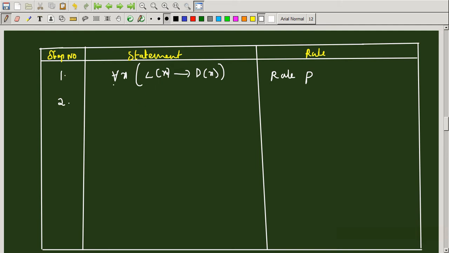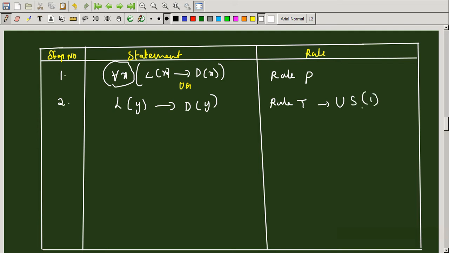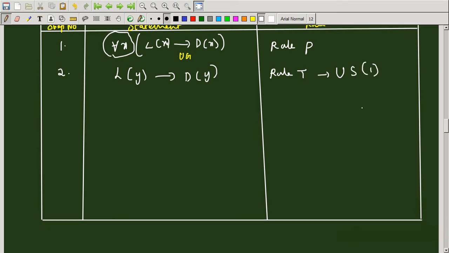For all means it is universal, so I'm going to do universal specification here. Now I'm going to convert to L of y implies D of y. This is rule T, where I did universal specification of 1. Rule T of 1, universal specification.